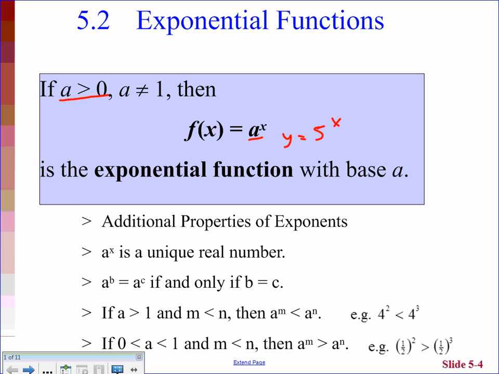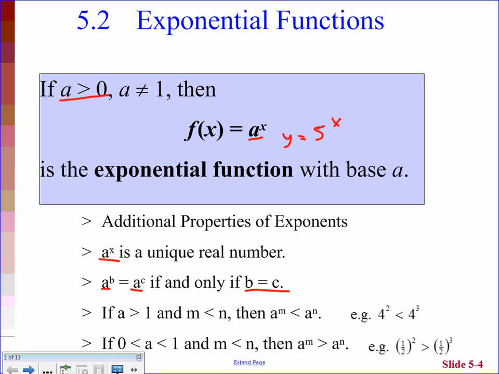And down here at the bottom we have additional properties of exponents which you may have forgotten, or it's good to review. A to the x is a unique real number. And if they have the same base, a, and the exponents are equal to each other, then that means the exponents also have to be equal. We're going to have some problems probably tomorrow where we figure out what those exponents are by using this property. The other thing is when a is greater than 1. So this is a is 1 or more.